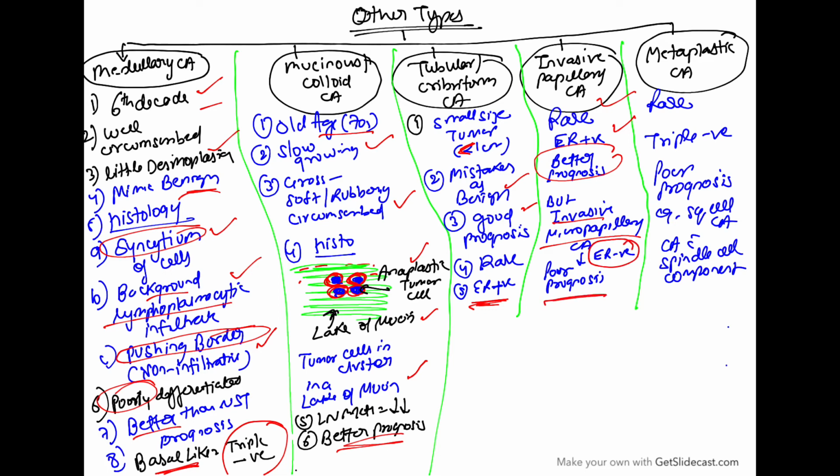Last one is the metaplastic carcinoma. Metaplastic carcinoma is again rare. It is also triple negative. So we have seen the basal type is triple negative in NST, and then medullary carcinoma is triple negative, metaplastic carcinoma is triple negative. And metaplastic carcinoma has poor prognosis. Examples are squamous cell carcinoma or carcinoma with a spindle cell component. So these are all the histopathological subtypes of invasive breast carcinoma.